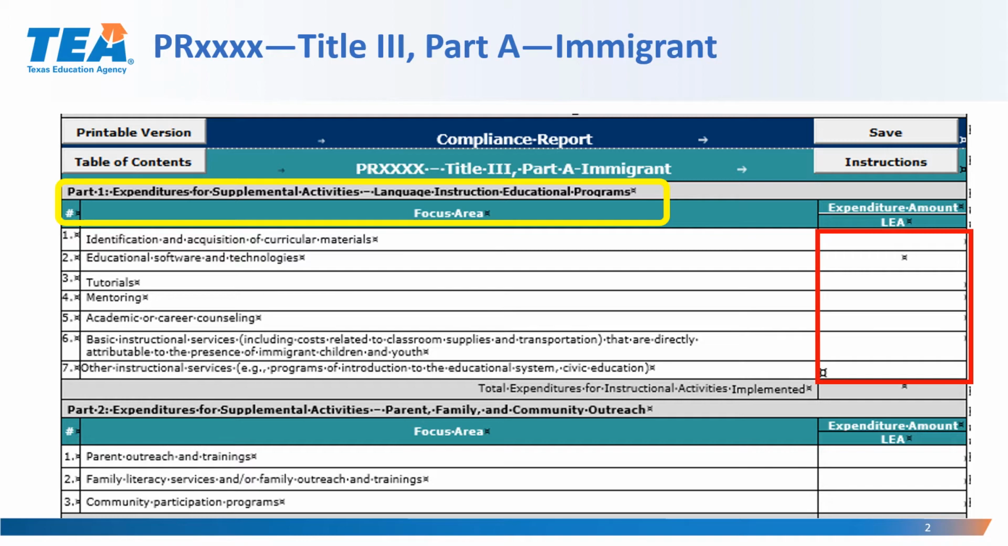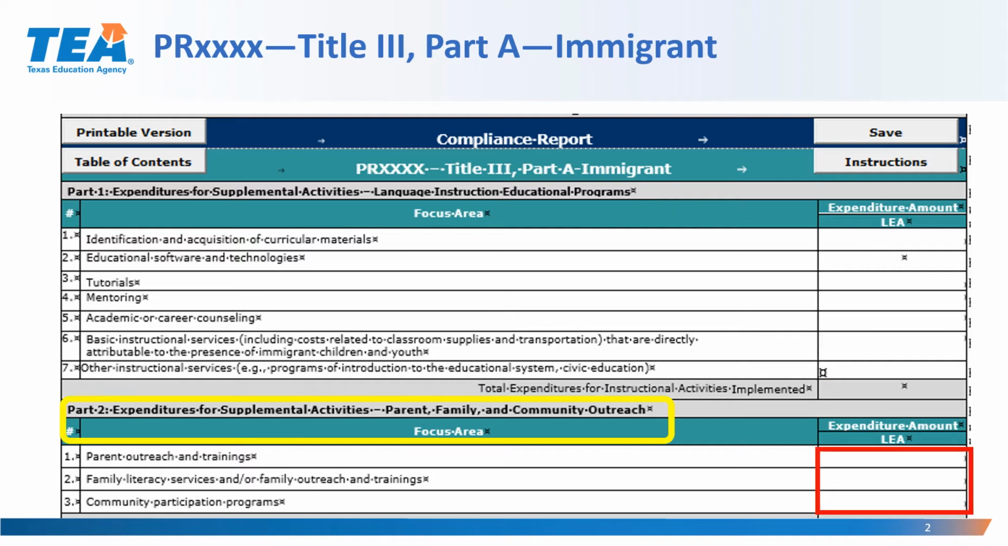Part 1 is asking for the LEA to enter expenditure amounts in all of the focus areas related to supplemental activities, language instruction, education programs. Part 2 is asking for the expenditure amounts associated with the focus areas for parent, family, and community outreach.